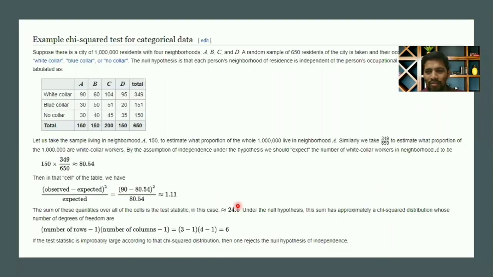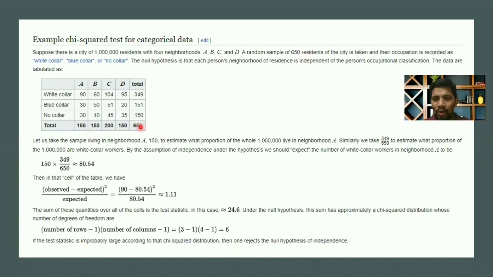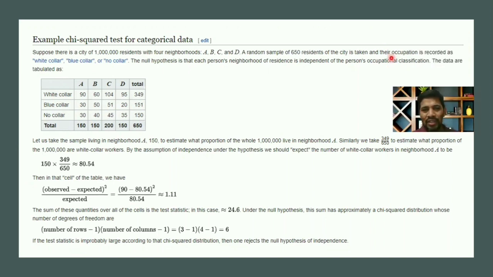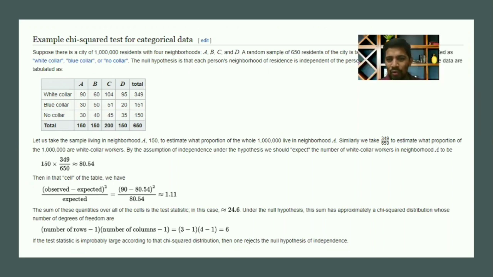In the same Wikipedia page, down the page, it has the reference. It is given that there are 1 million residents with four neighborhoods: neighborhood A, B, C, and D. A random sample of 650 residents, which is the total from the city, is taken, and their occupation is recorded as white collar, blue collar, and no collar. The null hypothesis, as you all know, means no difference: that each person's neighborhood of residence is independent of the person's occupation classification. The data are given below, and this is the same data we will be working with.